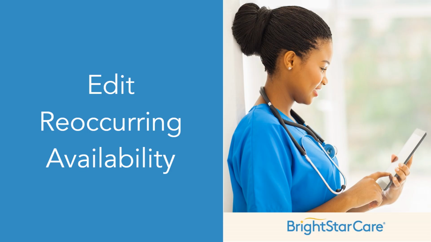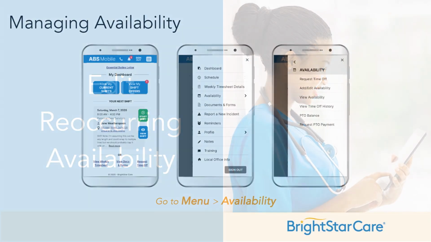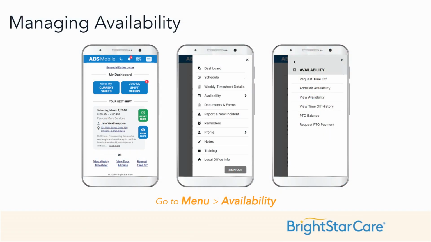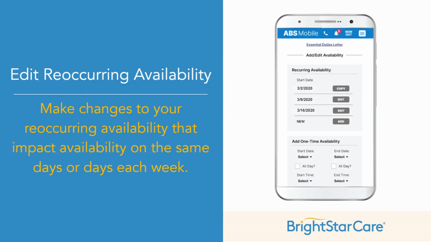Edit reoccurring availability. To access the Edit reoccurring availability, tap the menu button, Availability, and then tap Add Edit Availability. Once your reoccurring availability is set, you will see it on the Add Edit screen. You'll also notice that there is now an Edit button, allowing you to make changes to your reoccurring availability. To edit, you will follow the same steps that you did to add reoccurring availability.